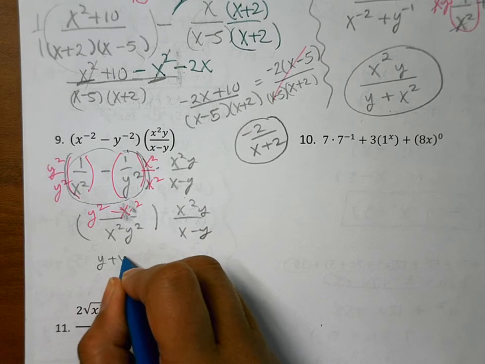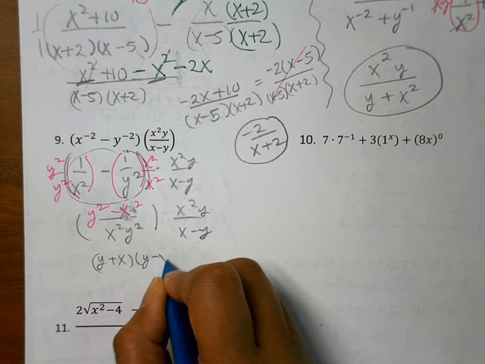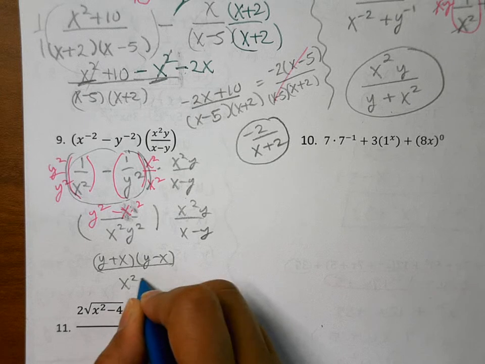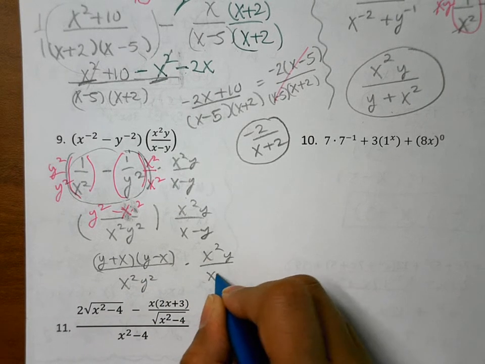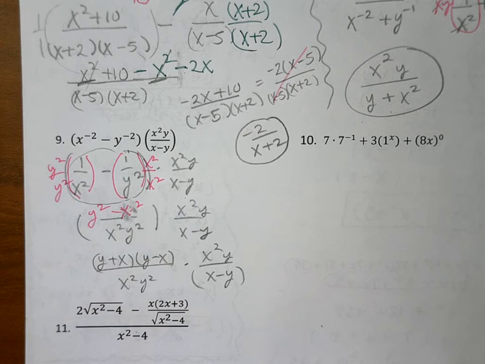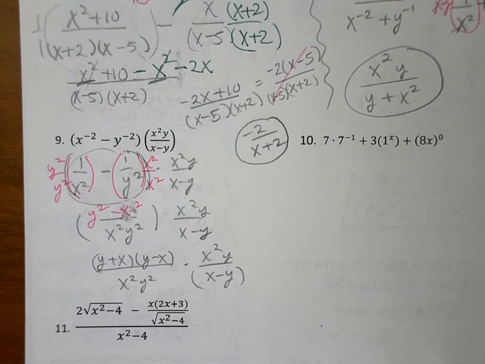Yes? All right, and then I heard dots. What does dots stand for? Okay, so I have y plus x, y minus x over x squared y squared times x squared y over x minus y.